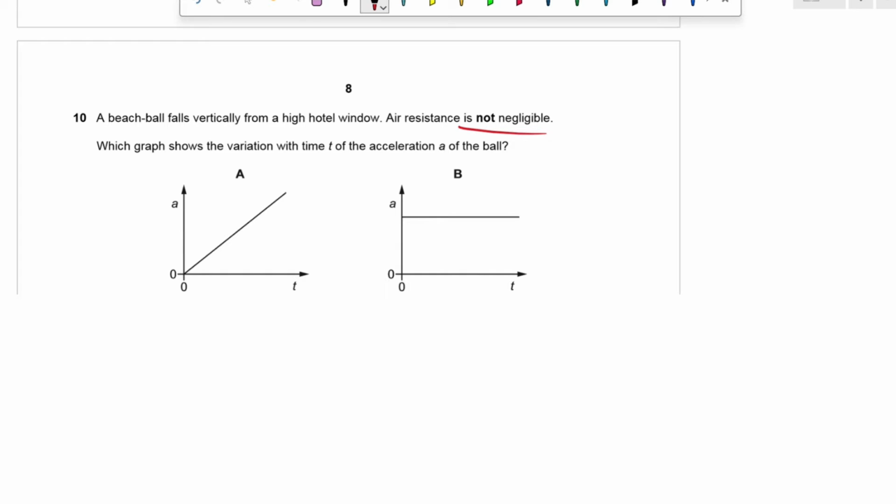So we've been asked to analyze for this guy what's going to happen to the acceleration of his ball, right? Okay, well, I'm just going to work this out, right?